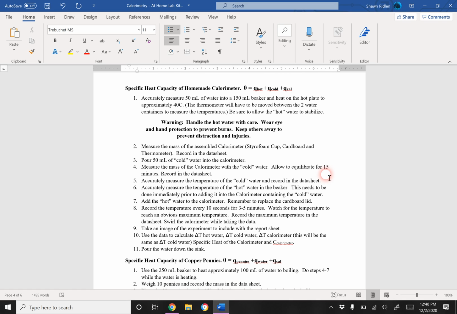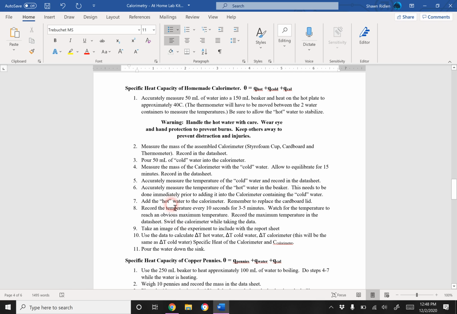Okay, the reason you're doing this is because you want to record the maximum temperature. So what you'll see is the temperature increase, and it will stop increasing, and it'll start to go back down. So once you reach that obvious maximum, write that down. That's going to be your T final, in other words.